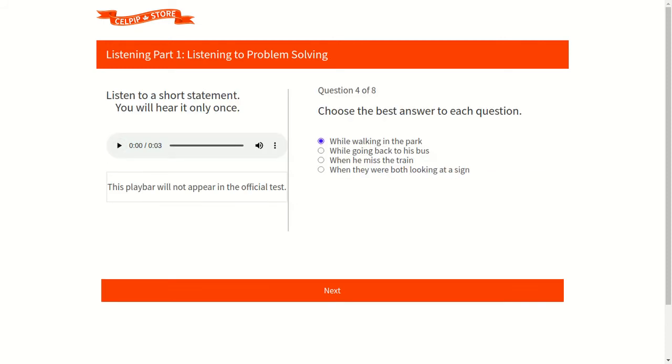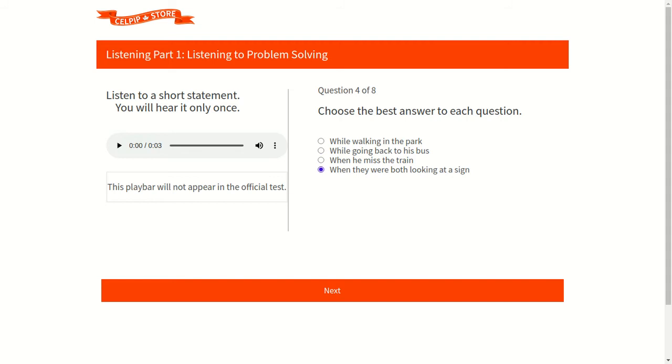Now move to the fourth question. Our fourth question is, Question 4. How did the man meet the officer? Here we have 4 options. Option 1 is, while walking in the park. Option 2 is, while going back to his bus. Option 3 is, when he missed the train. And option 4 is, when they were both looking at a sign.